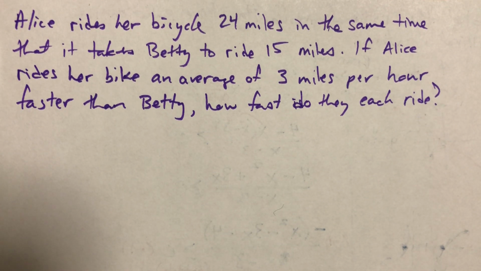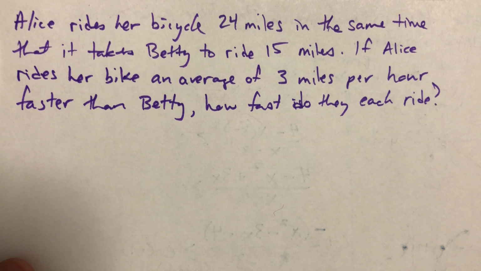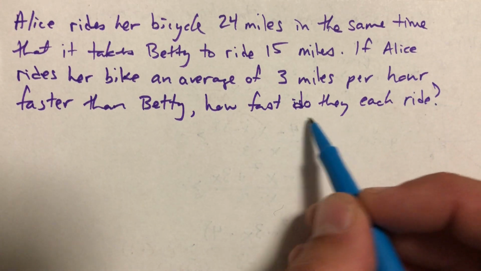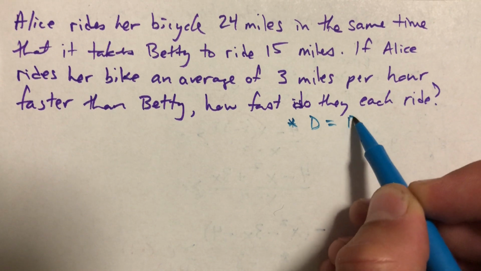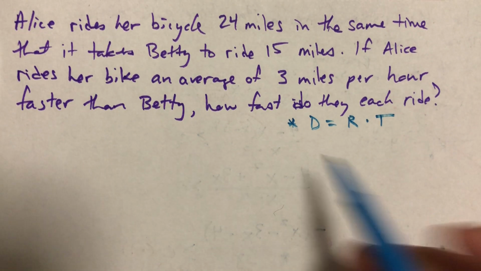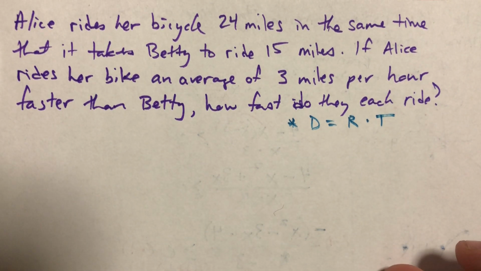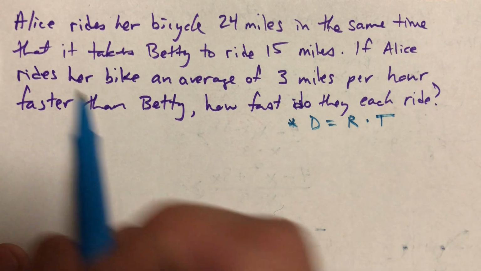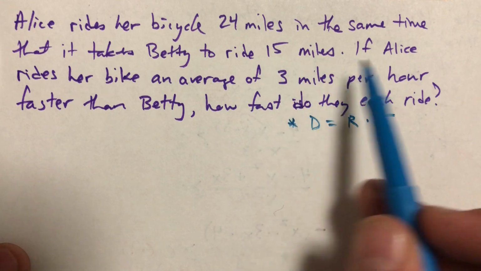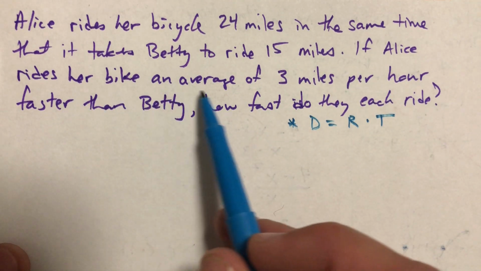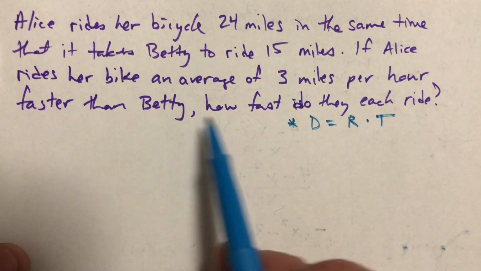So anytime we deal with something with a known relationship, we ought to use that relationship to our advantage. So we're just going to put this up here. We know that distance is equal to rate times time. And this is just something that we know. All right, so Alice rides her bicycle 24 miles in the same time it takes Betty to ride 15 miles. Great. If Alice rides her bike an average of 3 miles per hour faster than Betty, how fast do they each ride?